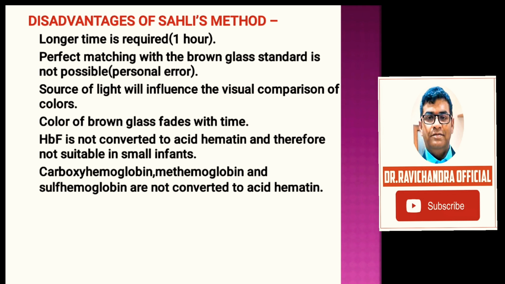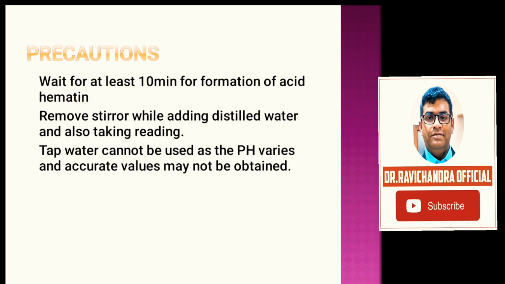Carboxyhemoglobin, methemoglobin and sulfhemoglobin are not converted to acid hematin. Precautions: you have to wait for at least 10 minutes for formation of the acid hematin. Remove the stirrer while adding distilled water, and also while taking the reading. Tap water cannot be used as the pH of the water may vary the values, and you cannot obtain the accurate hemoglobin value of the sample.